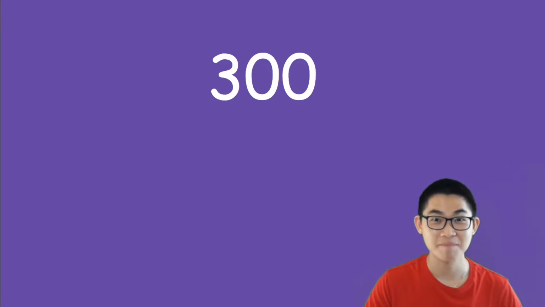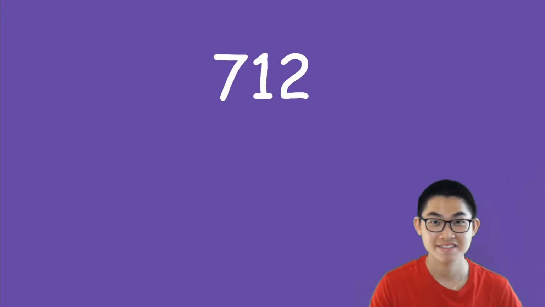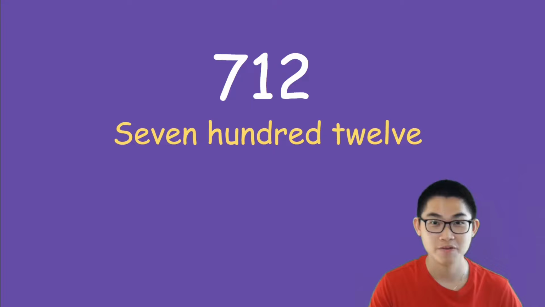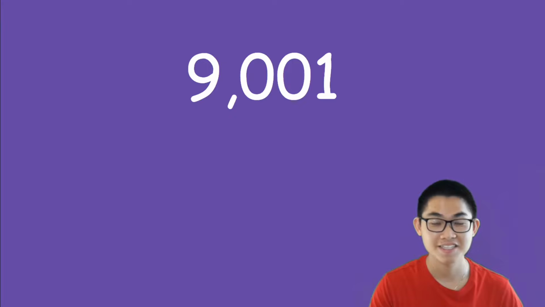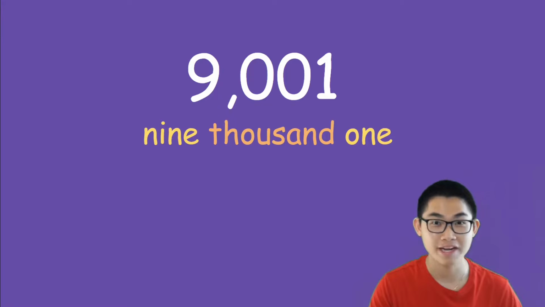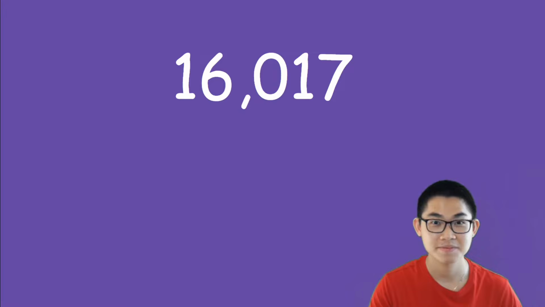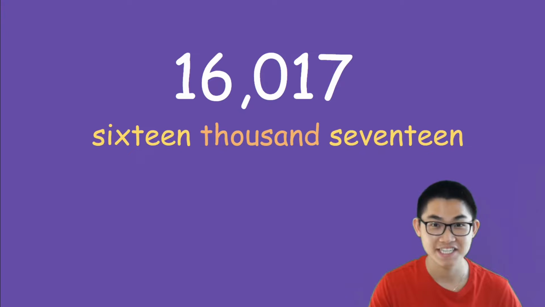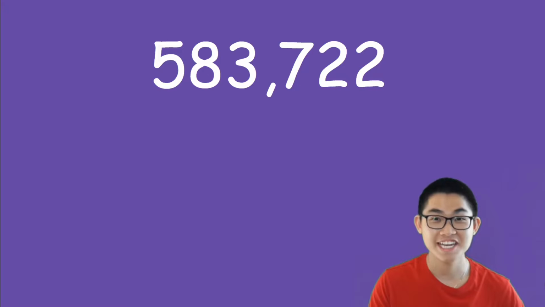What is this number? Well, you guessed it, it's 300. How about this one? It's 712. This one is 9001. And this number? Easy. 16,017. So notice there is a comma and then there are 3 numbers. So we know it's 16,017. Now it's gonna get a little bit harder, so take your time.